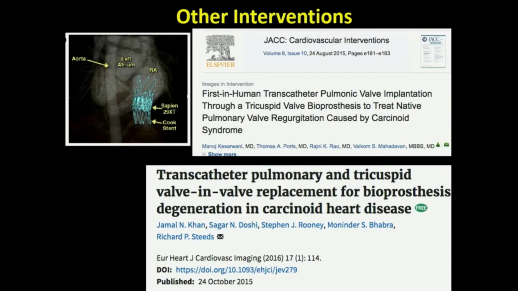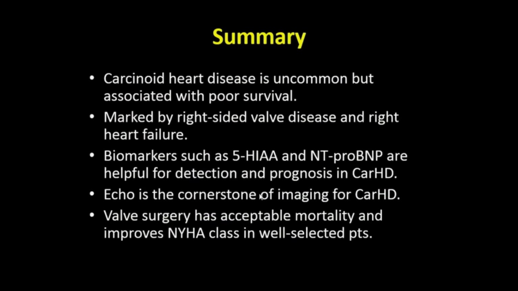So in summary, carcinoid heart disease is uncommon but is associated with a poor survival. It's marked by right-sided valve disease and right heart failure. Biomarkers like 5-HIAA and NT-proBNP are helpful for the detection and prognosis of carcinoid heart disease. Echo is the cornerstone of imaging for carcinoid heart disease, although it can be supplemented by complementary imaging modalities. Valve surgery has an acceptable mortality and improves New York Heart Association classification in well-selected patients.